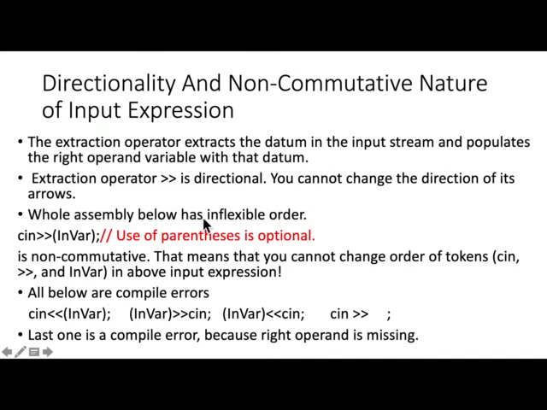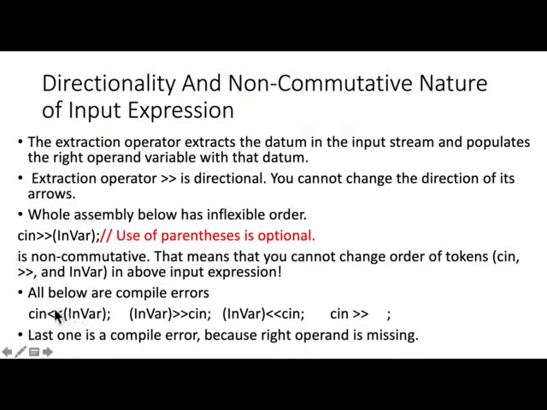The whole assembly below has an inflexible order: cin extraction operator in var, use of parentheses optional. This whole expression is non-commutative. That means you cannot change the order of tokens in the expression, cin, extraction operator and in var, in the above expression. So this expression is non-commutative, and for that reason all these are compile errors.